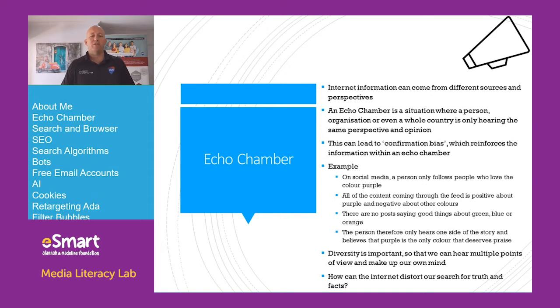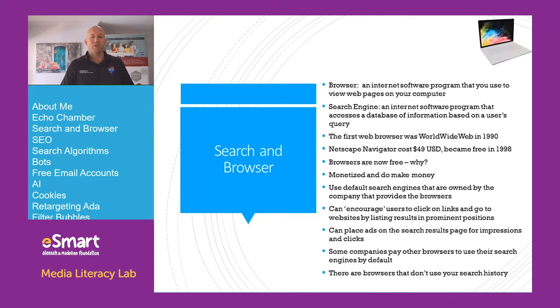So, how can the internet distort our search for truth and facts? I'm going to go all the way back to search. So, a browser, that is internet software that you use to view web pages on your computer. A search engine is also internet software. It accesses a database of information based on the query that you type in. For example, purple.